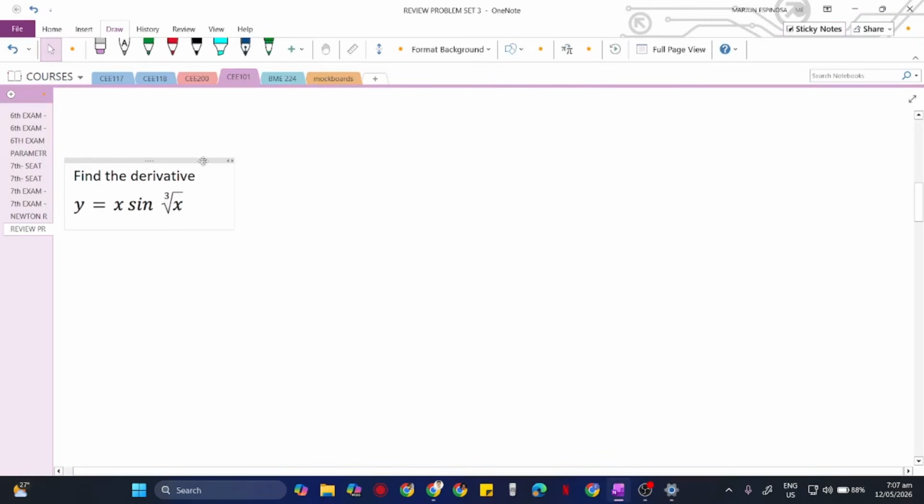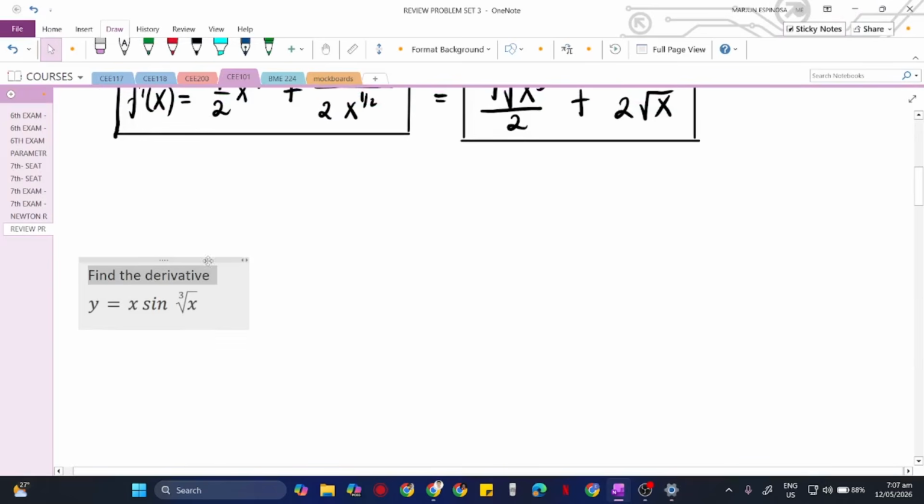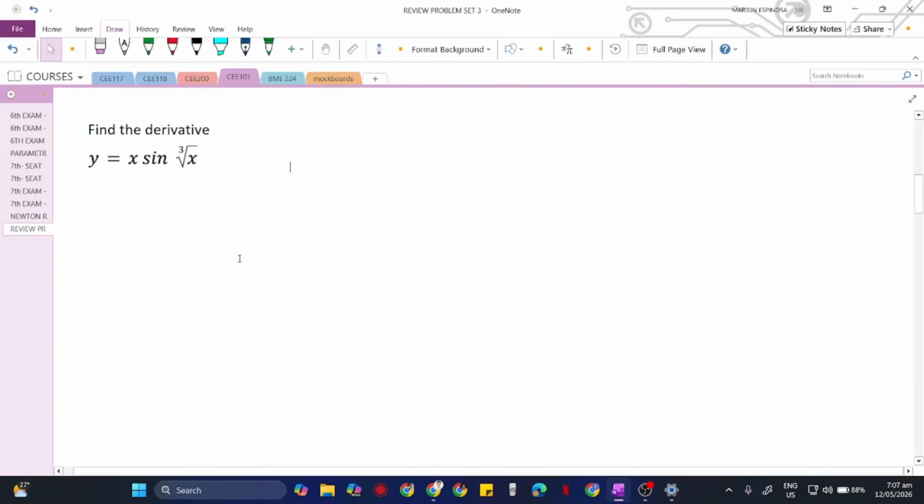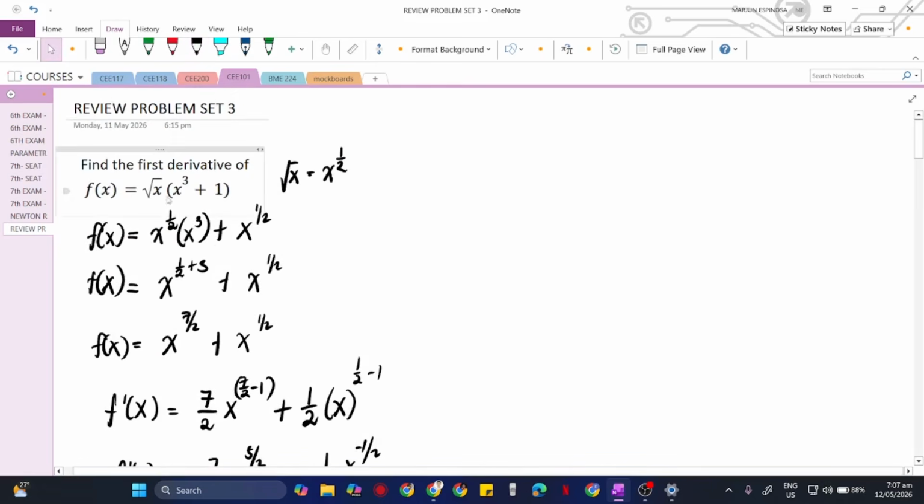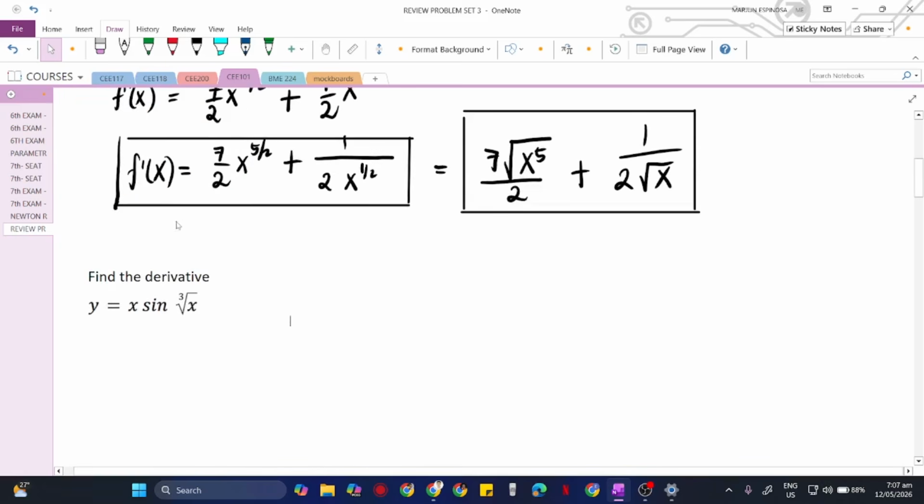Then let's proceed to problem number 2. We still need to find the derivative of the given function y equals x sine cube root of x. For this problem, we cannot distribute the x because there is only one term here. In the first problem, there were two terms, all in x, so we could distribute the x or the square root of x.